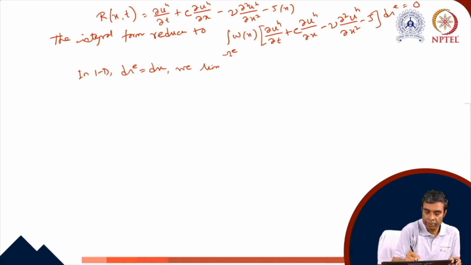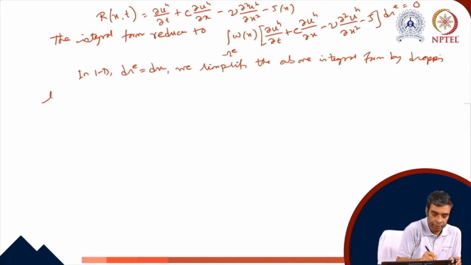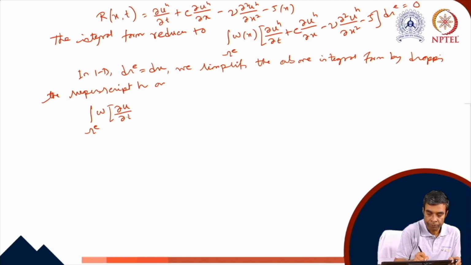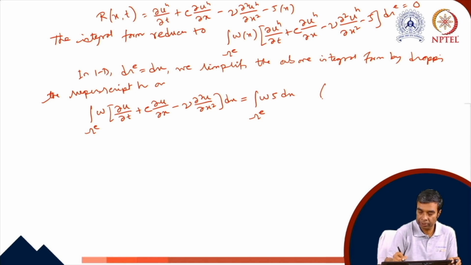We simplify the above integral form by dropping the superscript h as integration over omega E w del u del t plus c del u del x minus nu del 2u del x2 dx equals integration over omega E w s dx.